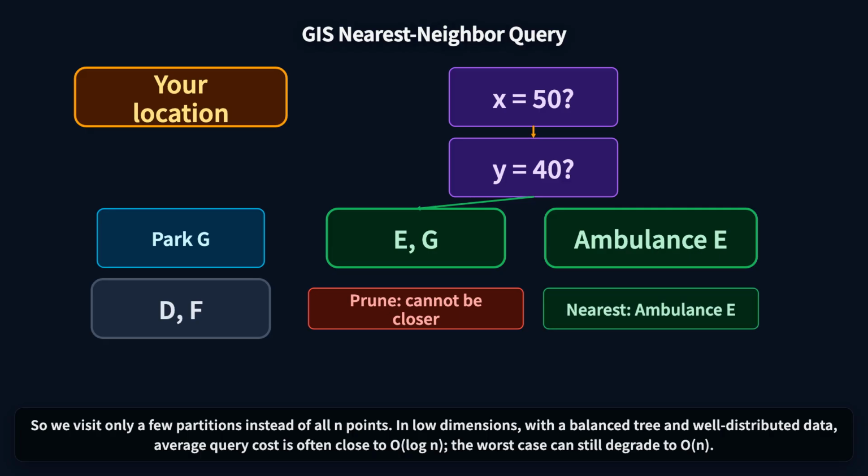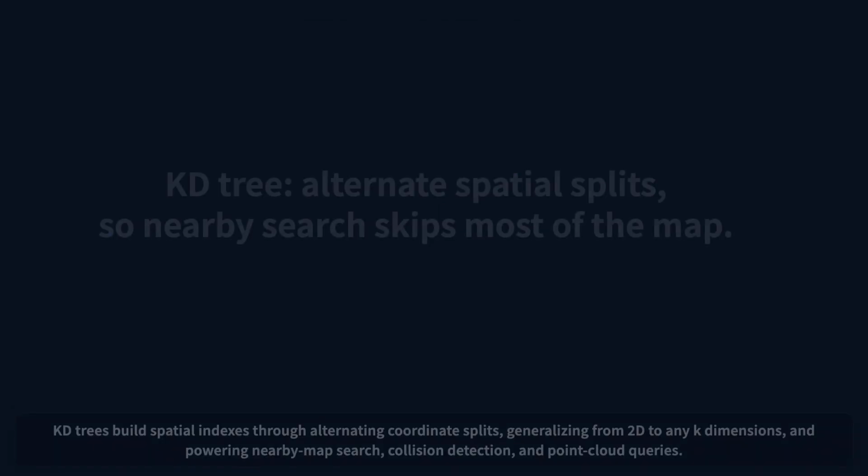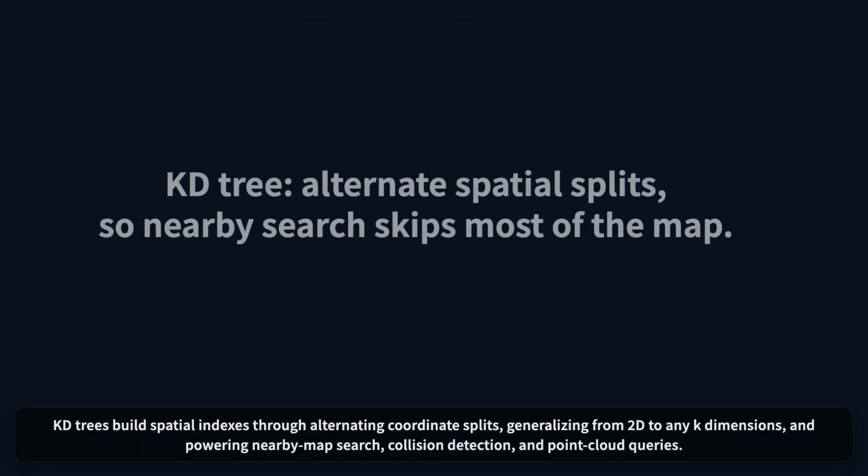In low dimensions, with a balanced tree and well-distributed data, average query cost is often close to O(log n). The worst case can still degrade to O(N). KD trees build spatial indexes through alternating coordinate splits, generalizing from 2D to any k dimensions, and powering nearby map search, collision detection, and point cloud queries.